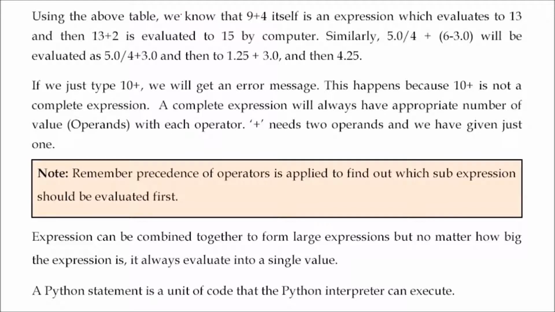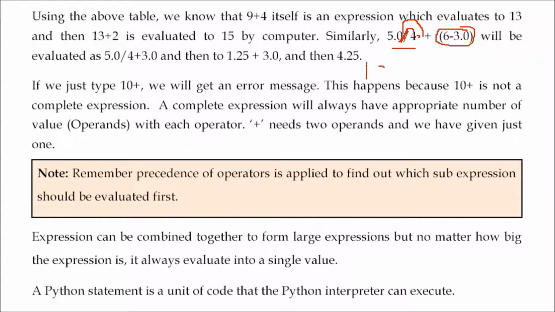So now take again the same example, 5.0 by 4 plus 6 minus 3.0. So this will be evaluated how? First this will be evaluated because these are in parentheses. Then this will be done because division comes in higher precedence than plus. So 5.0 by 4.0 will be done. Of course they will be upgraded. 4 will be upgraded to the decimal value.